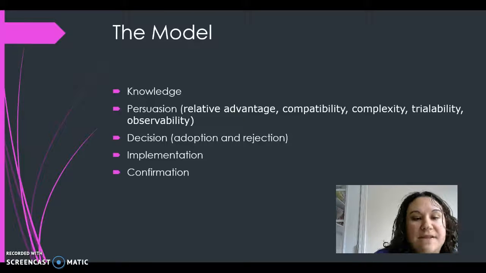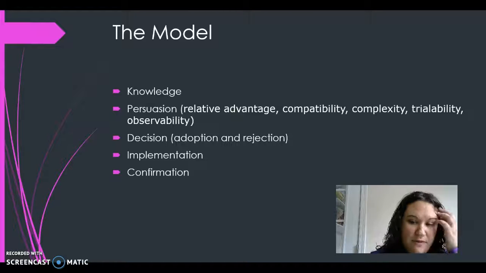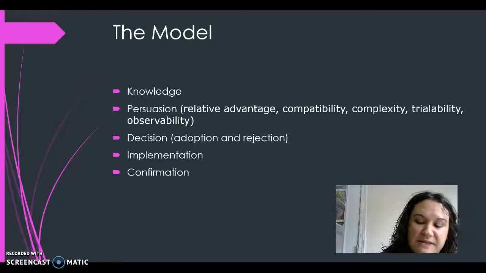Implementation. This is obviously where you implement whatever the process is that you're wanting to try out or the idea is. And then confirmation is where you look at data and look at growth and see, did you get the results that you were hoping for from the program or whatever it is? Were the parties involved, the stakeholders, pleased? Those kinds of things.